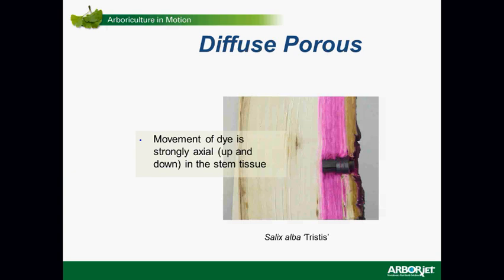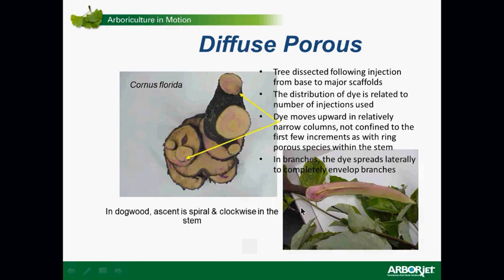In willows, the movement of dye is strongly axial, up and down. No big secrets there. This happens to be a semi-diffuse forest tree. And some of the sections that I did in dogwood, for instance, and I do this a lot, is to section the tree from the base at the point at which we inject it right up through the major scaffolding branches. You do this to look at the pattern of movement, because all these different species move dye and injected products differently.